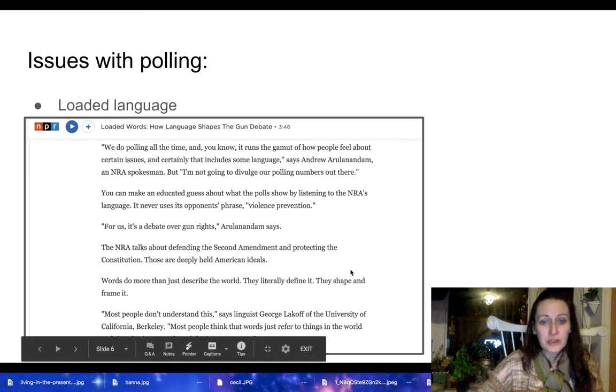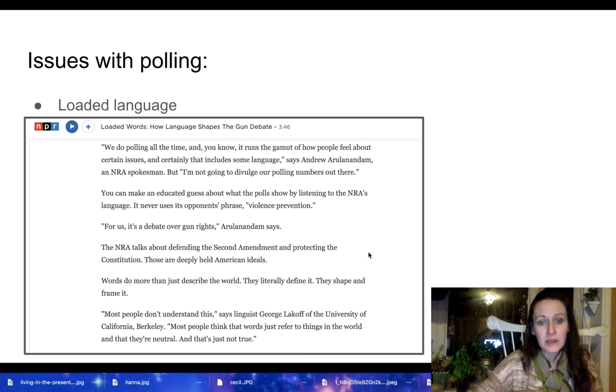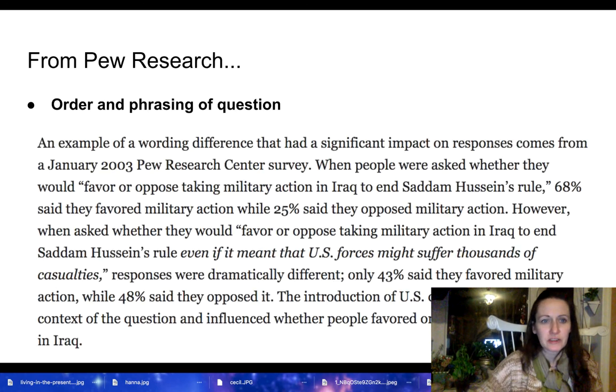Most people think that words just refer to things in the world. Most people don't understand that it's not neutral, right? Polls are often not neutral. Speaking of gun rights, if you saw Representative Boebert's clip that went sort of viral this week, she called carrying her gun her personal security detail, right? It wasn't her gun, it was her personal security detail. Language, loaded language, that makes a difference.